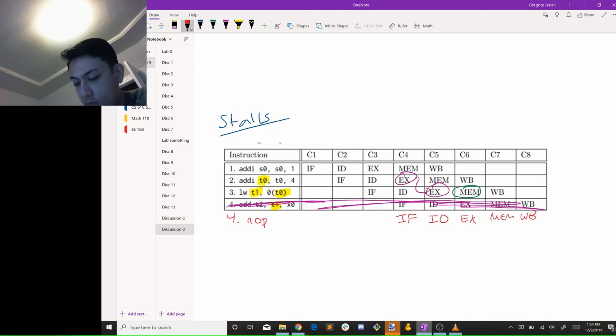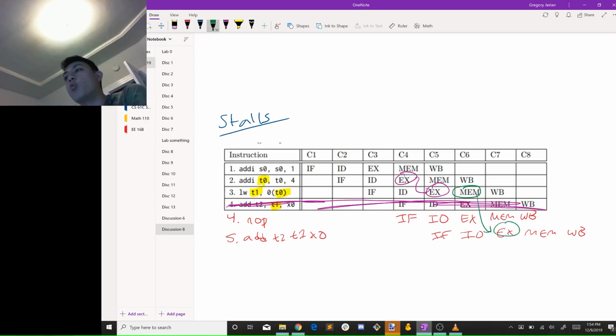So now we've stalled, we're going to add a 5th instruction, which was our original add instruction. And now, as you see, it's 1 clock cycle later. And so now we can actually forward, because now we need to take mem into the execute phase, and we'll just do that. So we can fix this with 1 forward, which is pretty cool. We just need to stall 1.